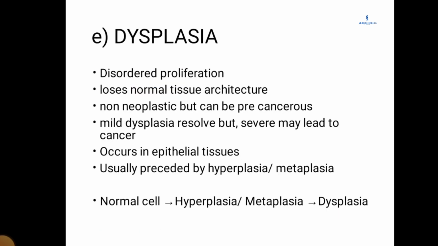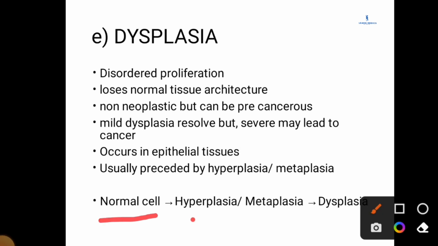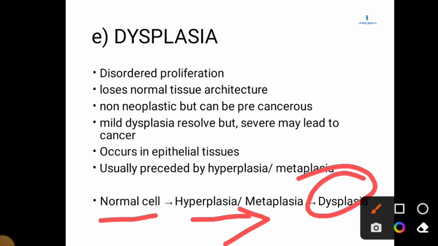And the last one is dysplasia. It is disordered proliferation, where the cells lose the normal tissue architecture, and it is non-neoplastic but can be precancerous. Dysplasia is precancerous, it may lead to cancer, but still it is non-neoplastic. Mild dysplasia resolves but severe dysplasia may lead to cancer. It commonly occurs in epithelial cells, usually preceded by hyperplasia. A normal cell may lead to hyperplasia or metaplasia, and then prolonged hyperplasia or metaplasia leads to dysplasia.